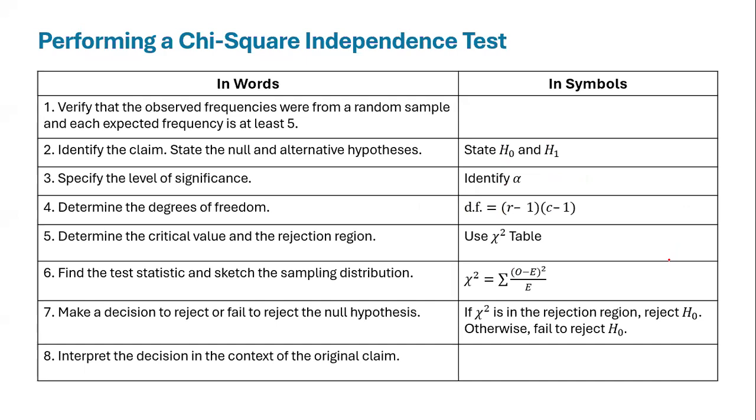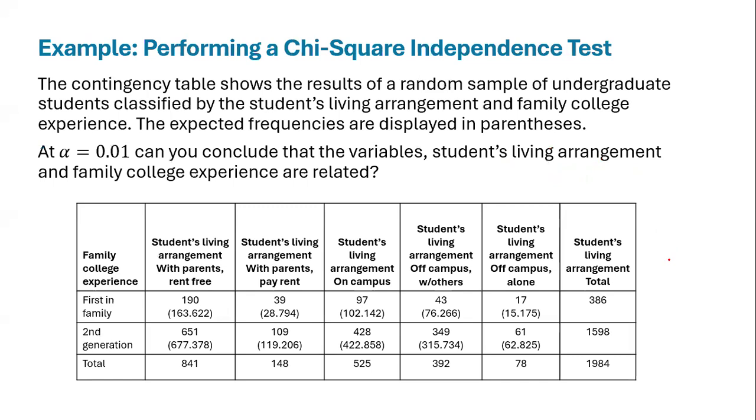Now let's look at the previous example that we had before, the contingency table for students' living arrangement and the family college experience. So in the previous slide, I showed you how you can find the expected frequency, and I put all the expected frequencies in the parentheses here. So this number is the observed, and these numbers in parentheses are the expected frequency. So this one is observed, this one is expected. So we have all of the observed and expected frequencies.